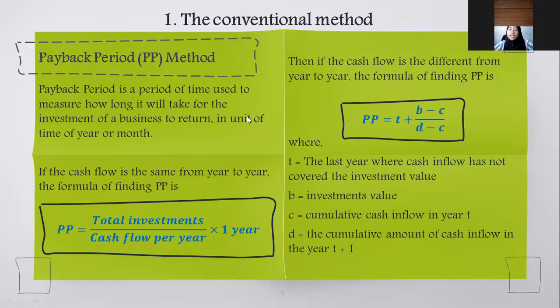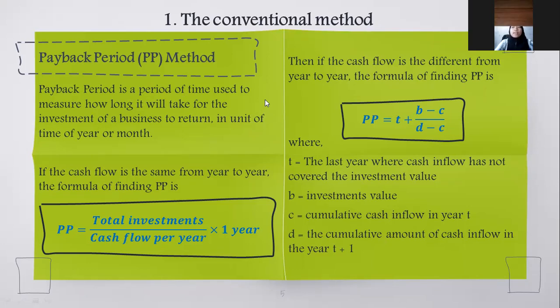First, we are analyzing this data with the conventional method. The conventional method consists of the payback period or PP method. Payback period is a period of time used to measure how long it will take for the investment of a business to return, in units of time of year or month. If the cash flow is the same from year to year, the formula for finding PP is PP equals total investment over cash flow per year times 1 year.